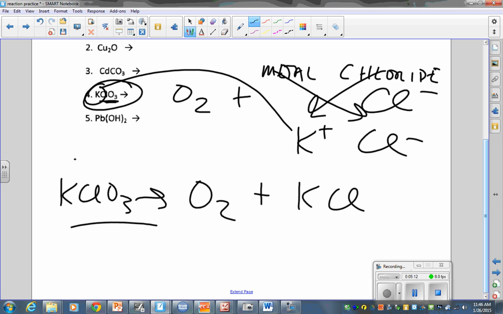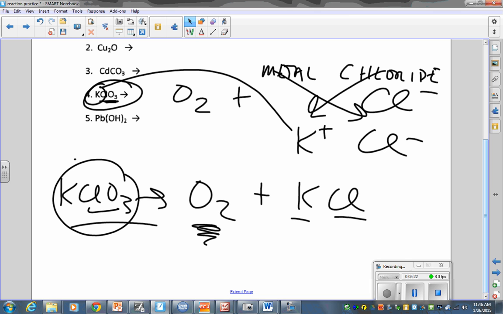That's a decomposition reaction. It breaks down, all chlorates break down into oxygen and then a metal chloride. So just know you crisscross with chloride, positive first, negative second.